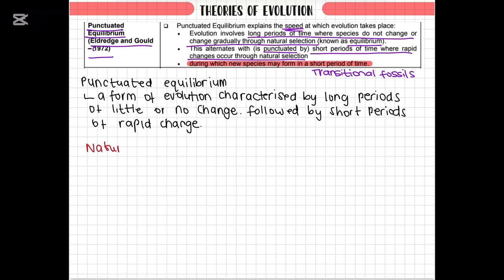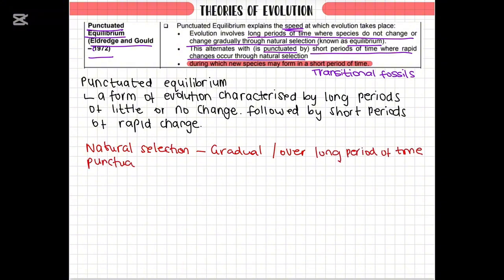So when you look at this theory, there are two parts to it. One, which is natural selection or gradualism, where evolution is taking place over a long period of time, and then punctuated, where evolution is taking place over a short period of time.